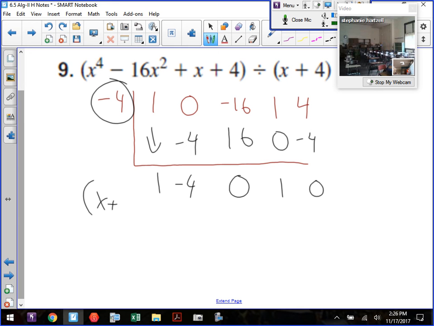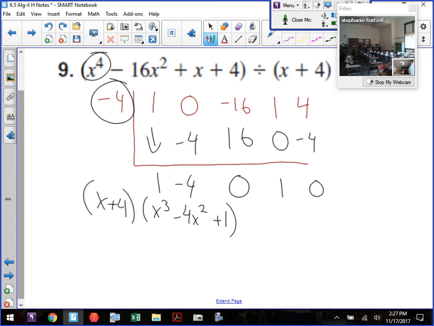So I have x plus 4, which means this was dropped by 1 degree, which now makes it x cubed minus 4x squared, 0x plus 1. So I was able to factor out of that x to the fourth minus 16x squared plus x plus 4, I was able to factor out the term x plus 4.